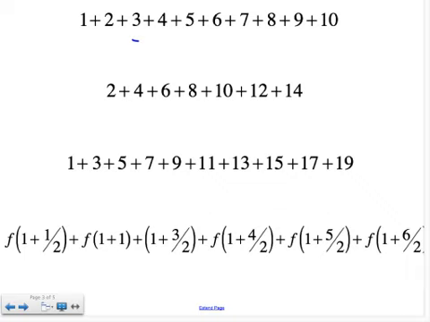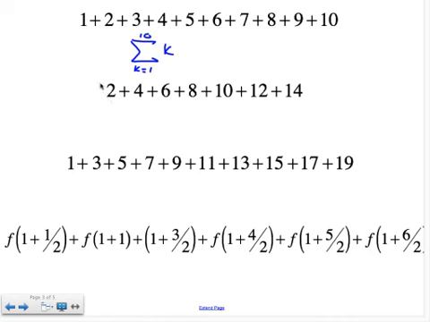So this is going to be a simple case of saying, let's sum up objects that look like k, where k begins at 1 and ends at 10. Second example. Not quite as easy because I don't see the number 1, I don't see the number 3, and I don't see the number 5. I don't see any of the odds.